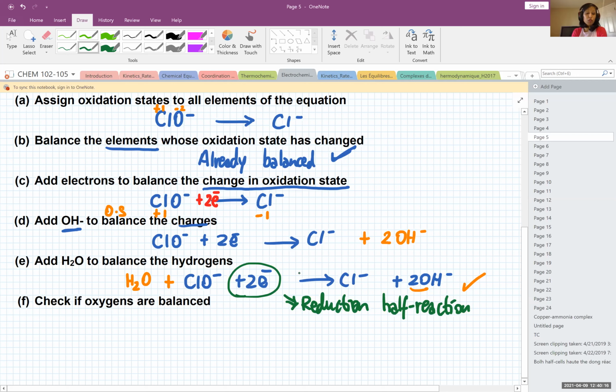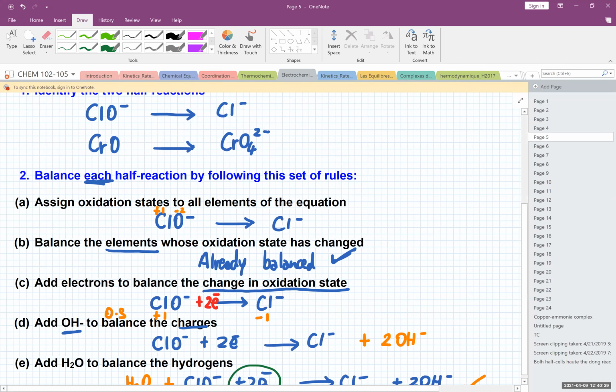Good question. If your oxygens are not balanced, it means that you have made a mistake in the previous steps. So that's an indication to go back and check. Because if everything is done correctly, it will balance in the end. That's how you check if you've done everything well. Okay. Thank you. All right.